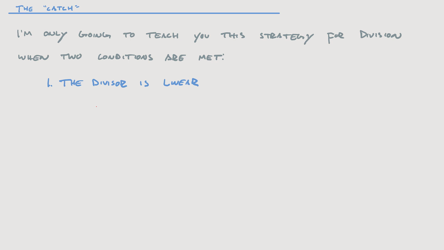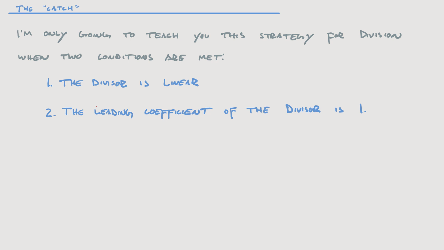The first one is that the divisor has to be linear, and the second one is that the divisor also has to have a leading coefficient of 1, so both of the conditions are about the divisor. And if you put these 2 conditions together, there's really only 2 types of divisors that we're actually going to be allowed to use this on, or at least that I'm going to teach you how to use this on.